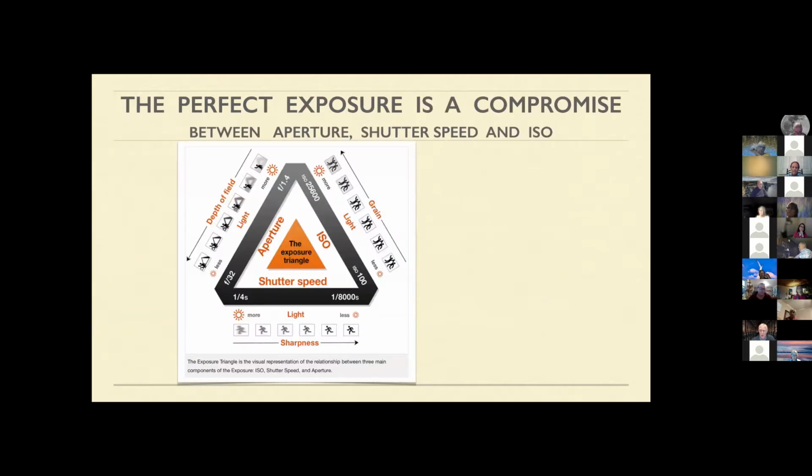Now, of course, you all know that the perfect exposure is that compromise between aperture, shutter speed, and ISO. And that's captured very nicely in this exposure triangle. And as we move one of these variables, such as the ISO or the shutter speed, we make changes to our photographs. The advantage of Flash is that it expands the exposure triangle, and that gives us greater possibilities for our photography in general.